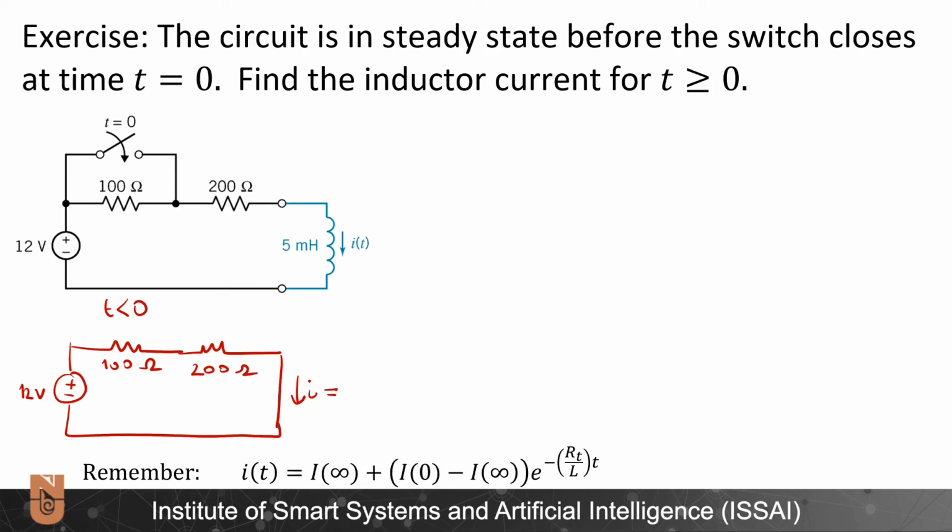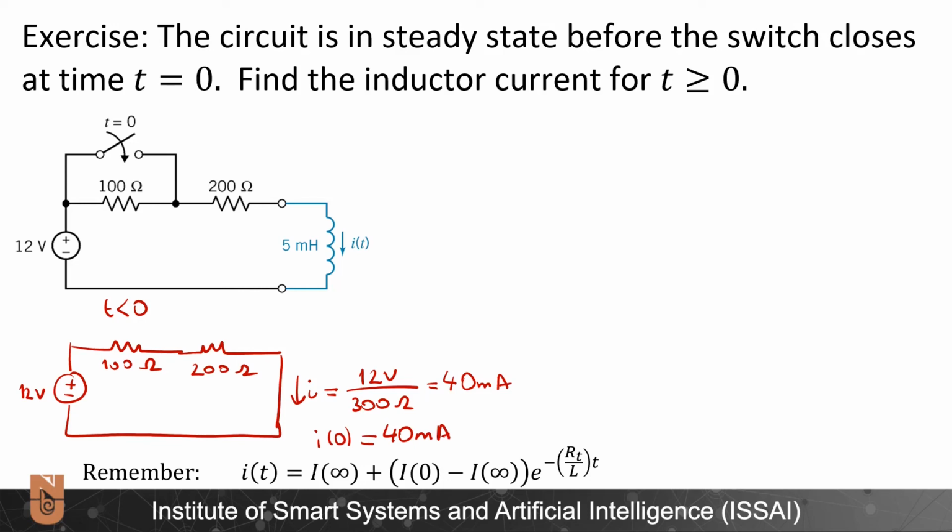Accordingly, I will be equal to 12 volts divided by 300 ohms, which is equal to, if I am not wrong, 40 milliamperes. This will be I0 as well, because the current over an inductor cannot change instantaneously. Inductor is an element with a memory. Inductor is an energy storing element.